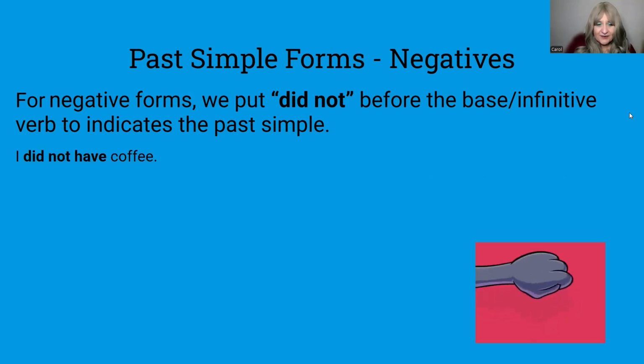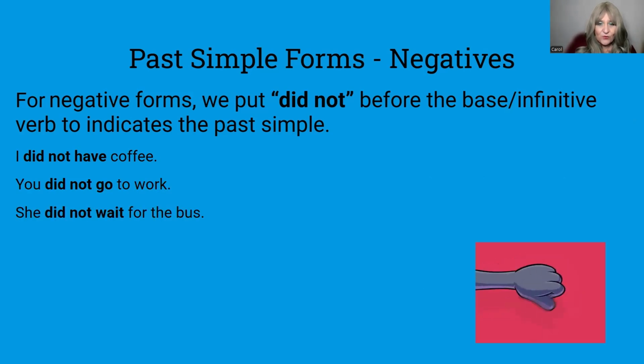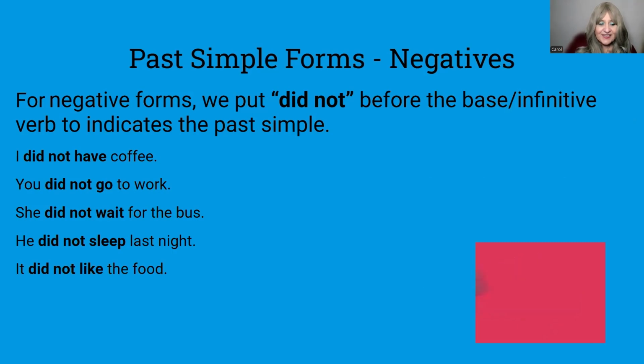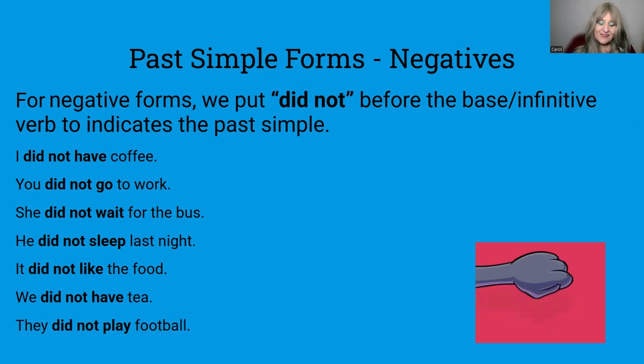I did not have coffee. You did not go to work. She did not wait for the bus. He did not sleep last night. It did not like the food. We did not have tea. And they did not play football. So remember, for negatives, use the base form of the verb and put did not in front of the verb.